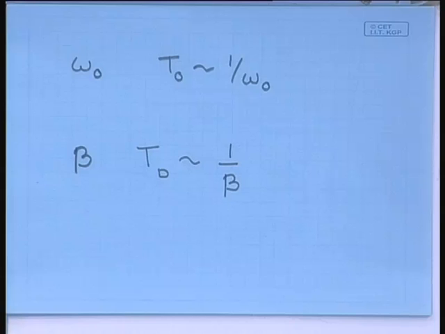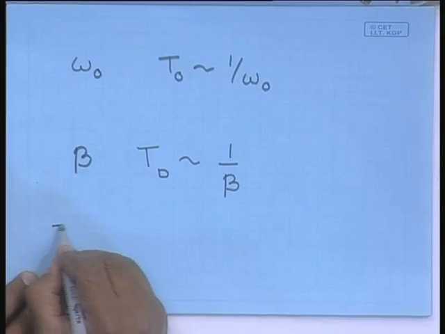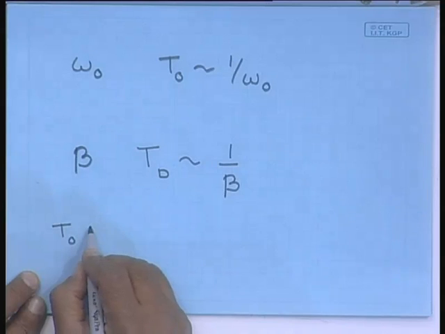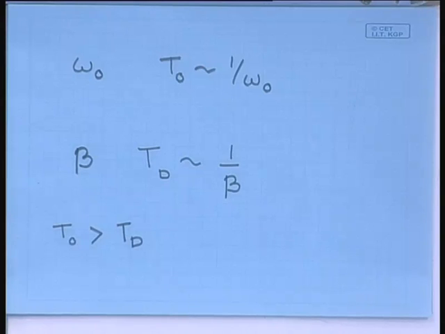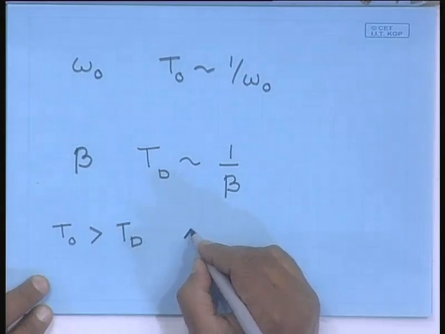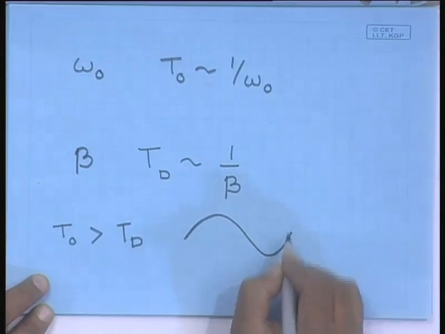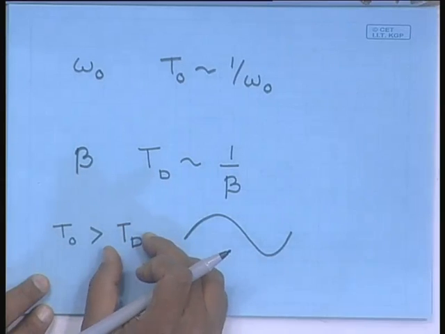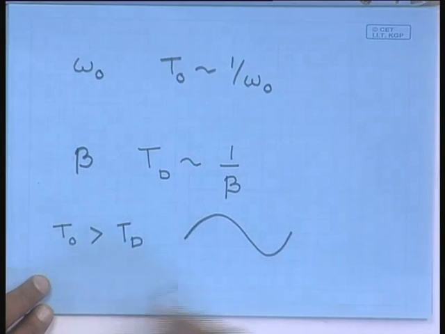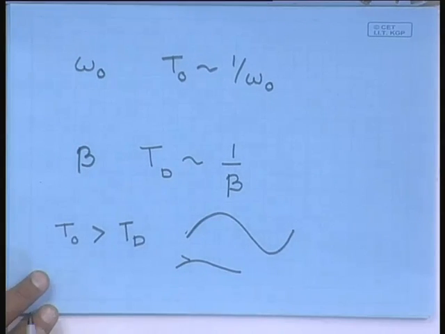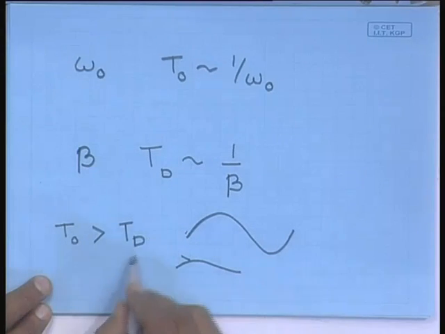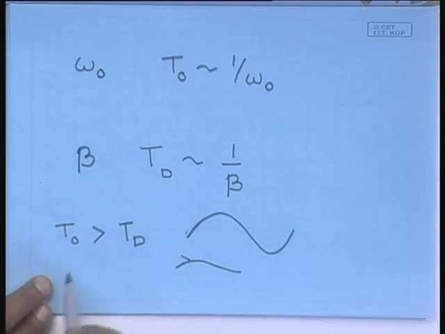Now, if the time scale for oscillation is more than the time scale for the decay, which essentially means that this is one oscillation and the decay occurs on a time which is smaller than this. So, before the system can do the oscillation, it has essentially decayed. So, you will not see the oscillations, and this situation is what corresponds to overdamped oscillations.